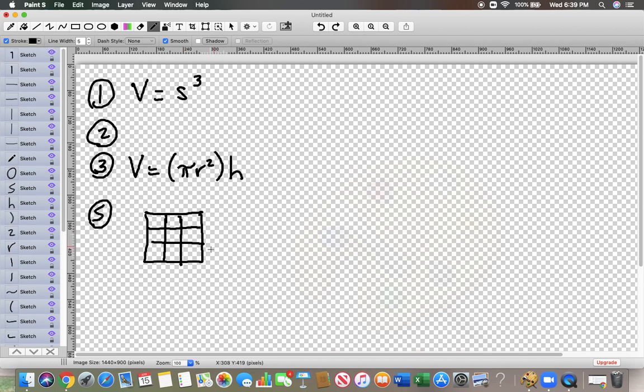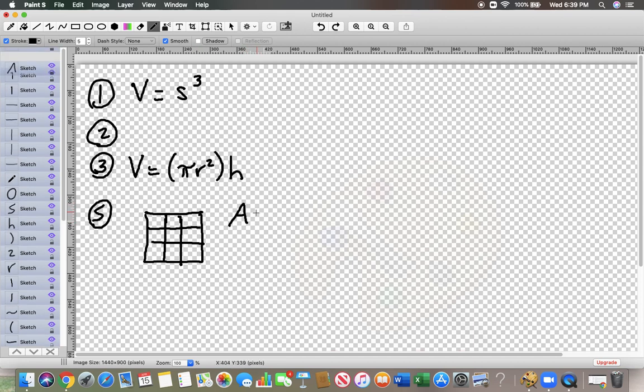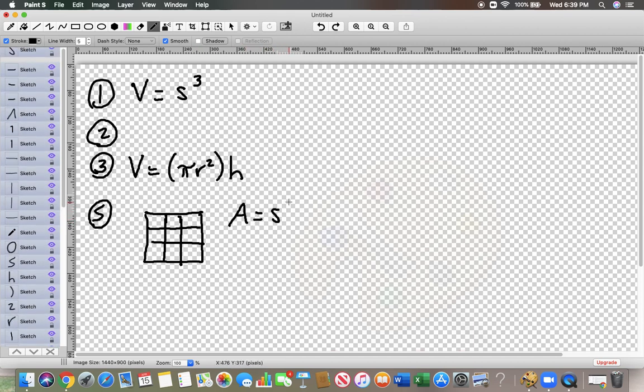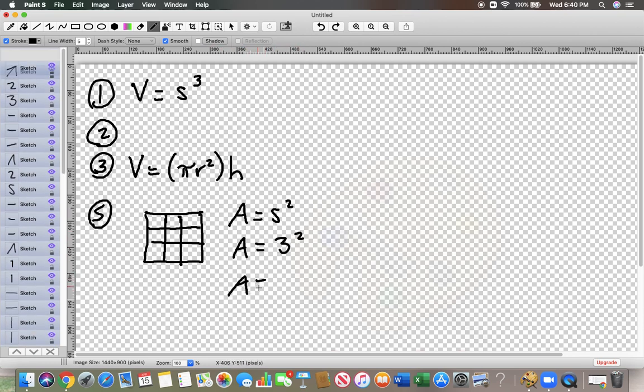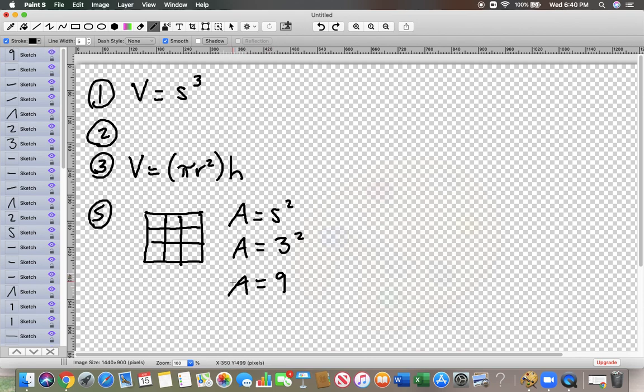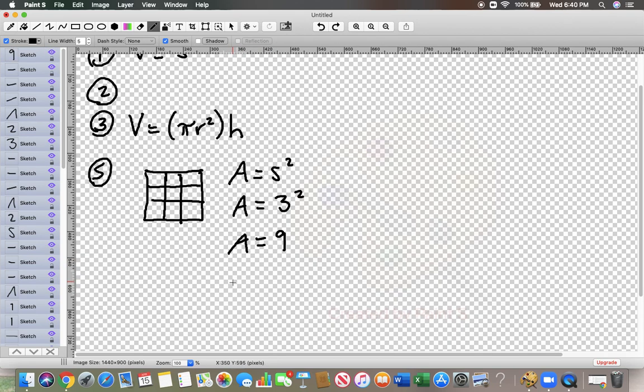All right, so here we go. Let's find the area of this base. Well, what is this? This is a square. So what's the area of a square? It tells us find the area of the base first. This is the base. So the area is equal to, well, this is 1, 2, 3. So it's going to be 3 squared. The area of the base is 9. And then we have to find the volume.